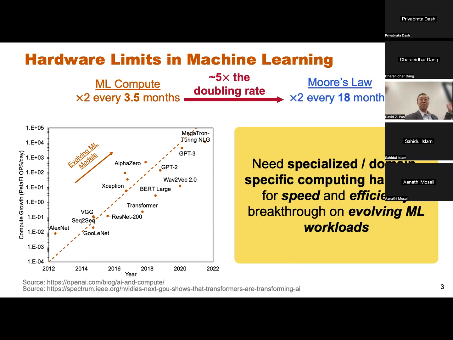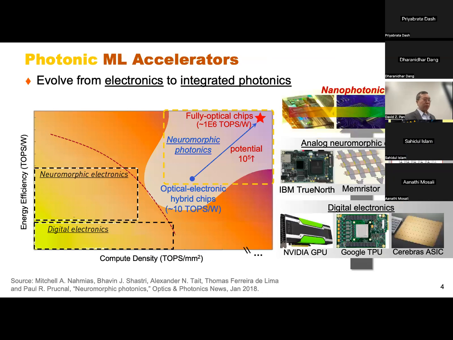impressive. But then energy efficiency is a huge deal, right? Even conventional computing right now, you can see the point. If you look at compute density, in terms of teraflops per square millimeter, and also energy efficiency, the classical digital electronics is somewhere here, and then of course you have neuromorphic electronics, which a lot of companies are working on.